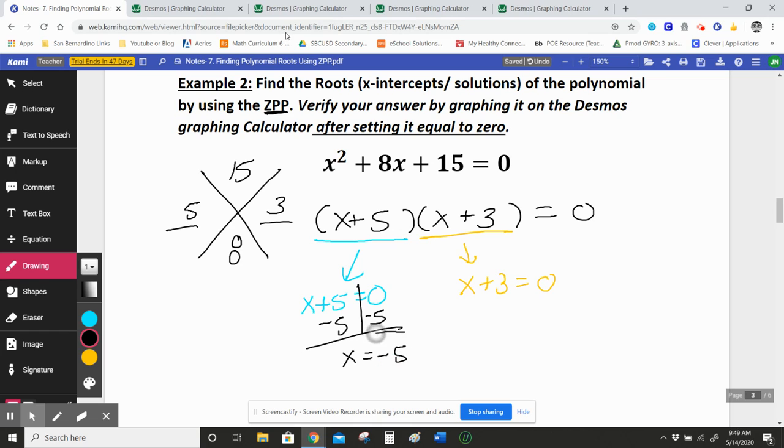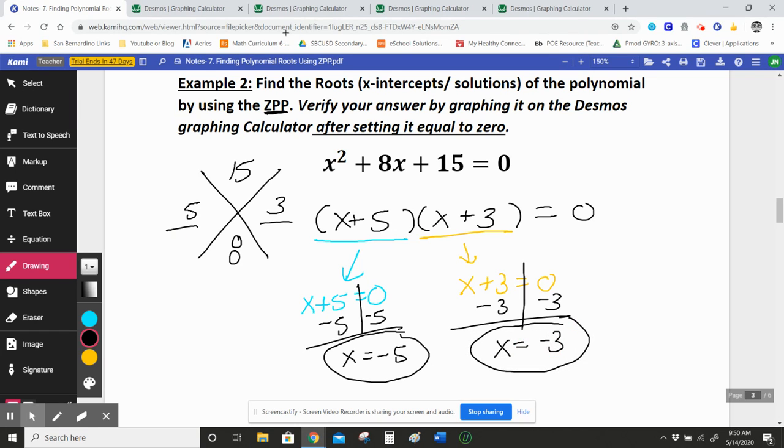My first answer, sorry, that should be a negative. My first answer is x equals -5. That'll be one of my roots. My second answer is x equals -3. This is another one of my roots. So my two roots are x is -5, x is -3.